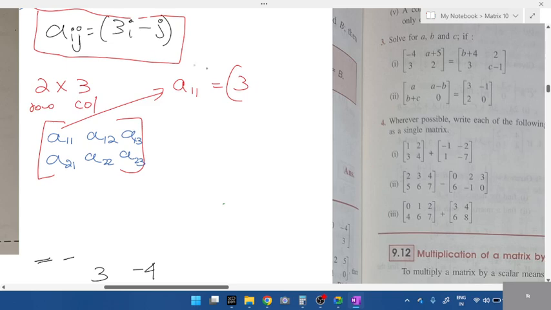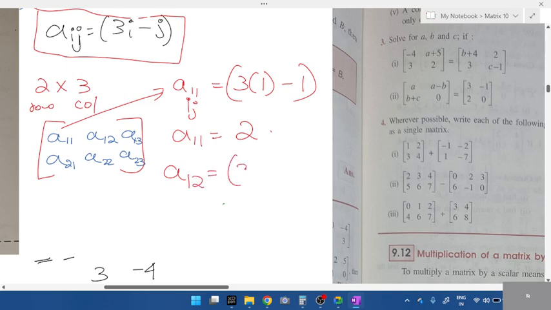3 into, what is I value? This is I and this is J. This is I value? 1. This is J value. So, what is A11 answer? 3 ones are 3, 3 minus 1 is 2. This is that. Next, A12.